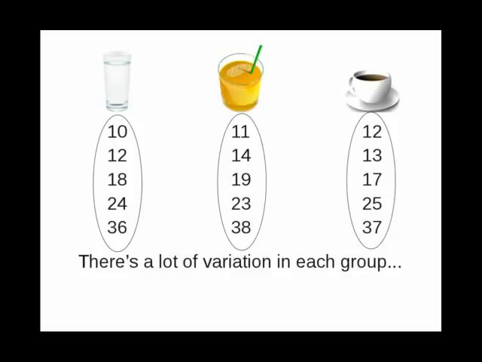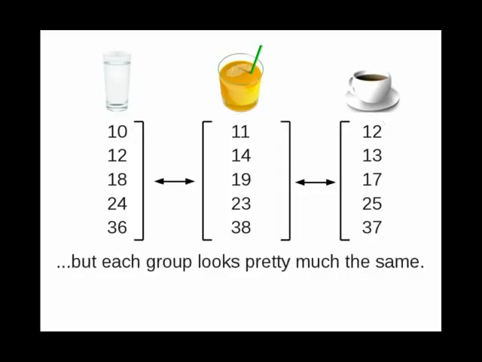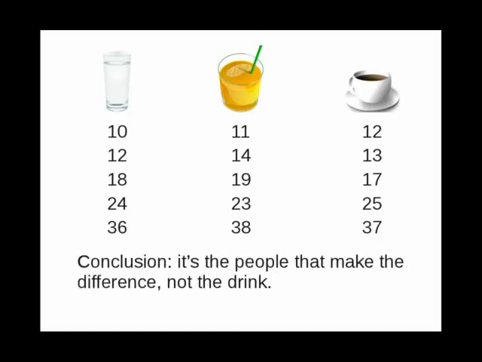Here's an example. Look at this set of scores. They've been sorted into order to make it easier to see the patterns. You can see that there's a lot of variation within each group. Some people are faster and some are much slower. But all the groups look pretty much alike. There's not much variation between the groups. In this case, you'd say that most of the difference is due to the people, and the drink didn't make much of a difference. You would accept the null hypothesis, that the type of drink doesn't have any effect on reaction time.